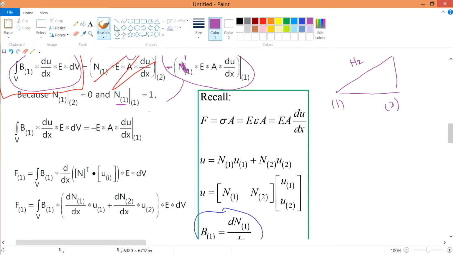So now I'll introduce two things. That minus EA du/dx is equal to your f1. Minus EA du/dx at node 1 is equal to your first one. And the next thing I'm going to introduce is that this thing over here is equal to this thing over here.